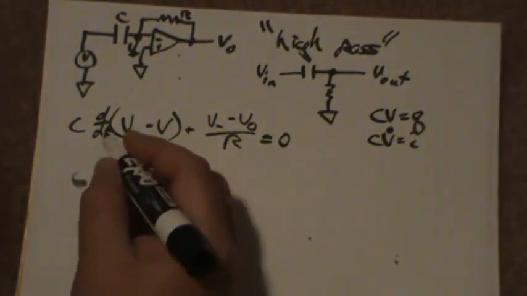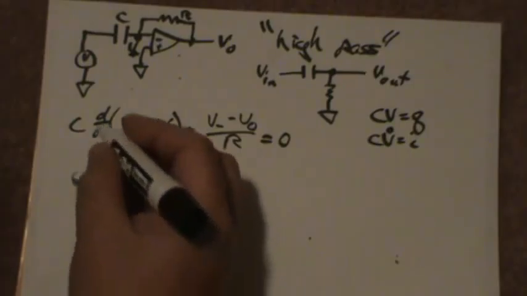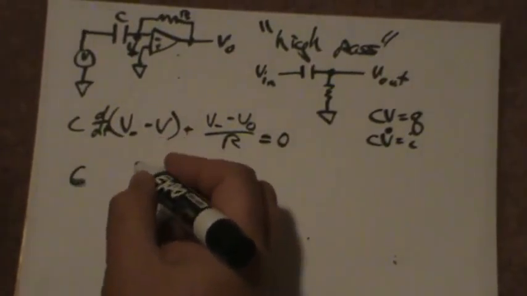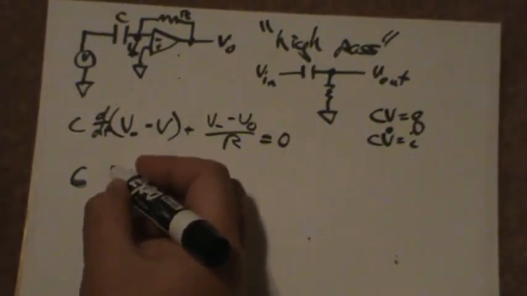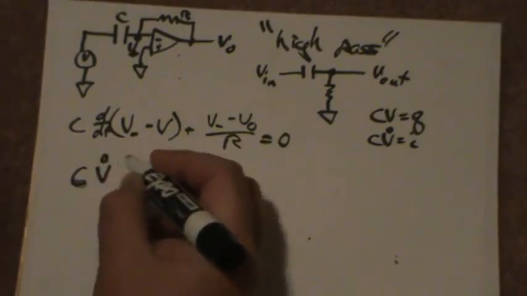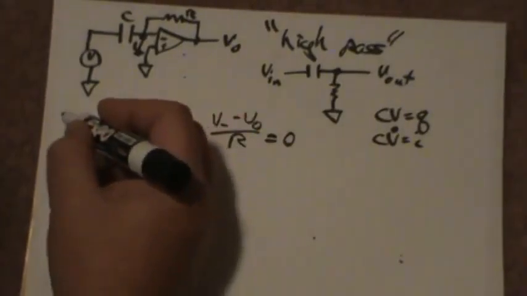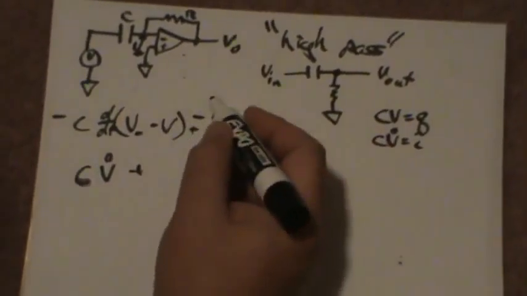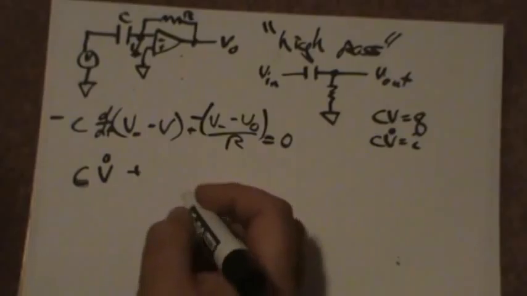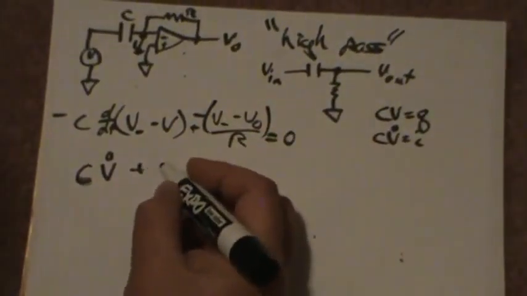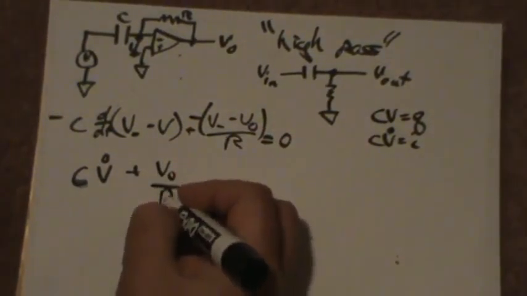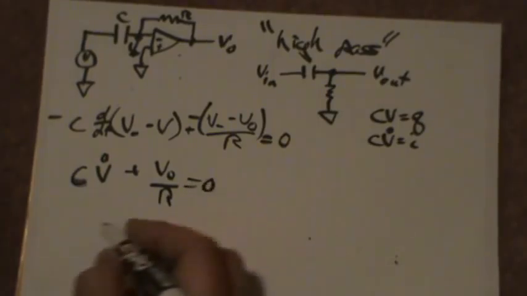So this kind of simplifies up. I've got a negative, so I'm just going to clear through the negatives. So I end up with C, and I get V dot plus, and I've cleared the negatives, so I just kind of multiply through negative on the whole thing. That's 0, so I end up with V0 over R. That has to equal 0.